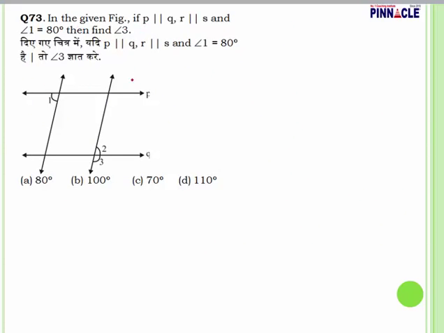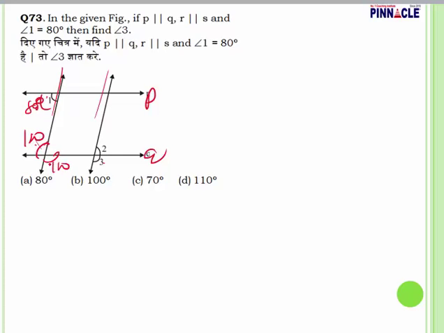Next question, question number 73. In the given figure, this is the figure, P is parallel to Q. This is P and this is Q. R and S are parallel. And one angle, this is 80 degree. Then we have to find the value of this. So if this is 80, then this should be equal to 100, because the sum of interior angles is 180 degree.